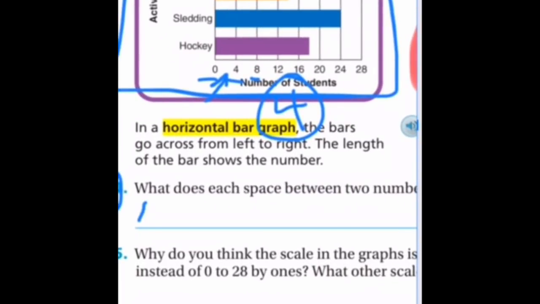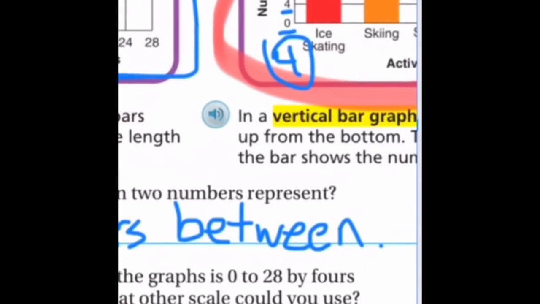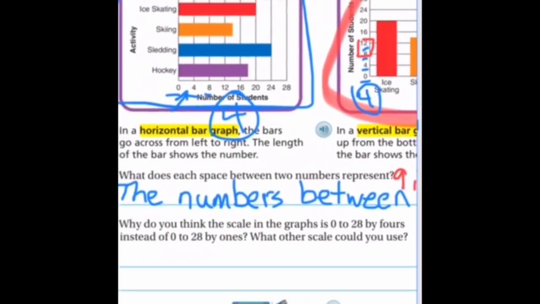It's the numbers between. The numbers between. Okay? And here's what that means. If we look up here, and let's look at 8 to 12, the numbers in between them would be 9 and 10 and 11, for example. Okay? So it's just the numbers between the two that are actually written down.